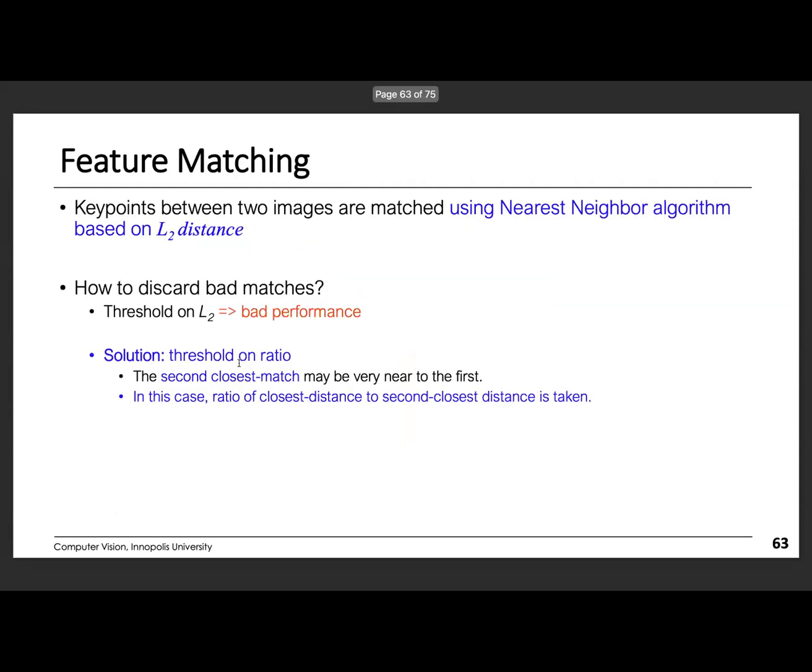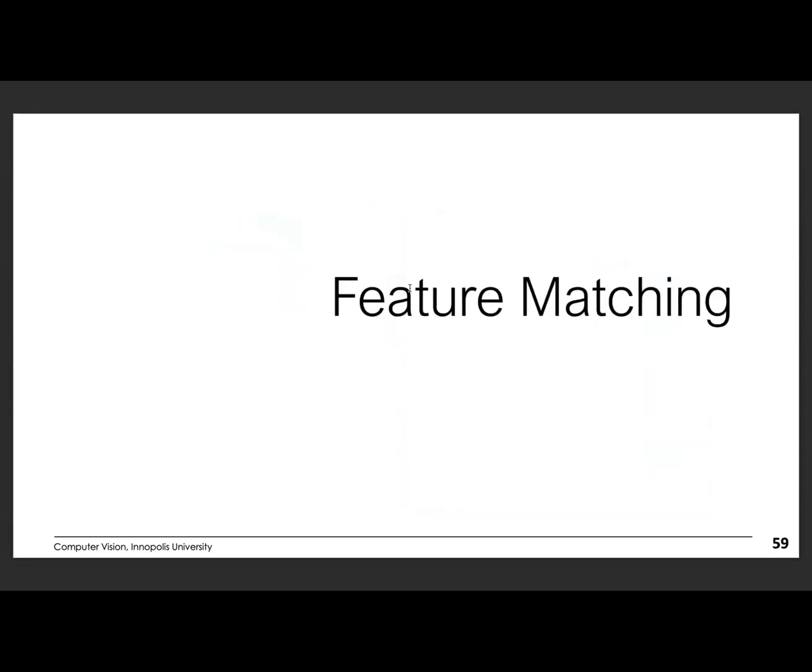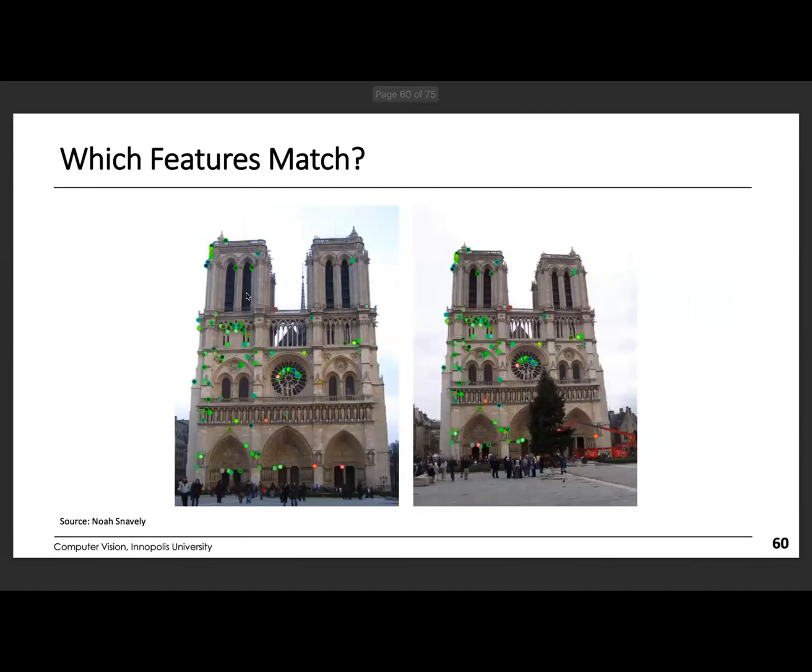So now let's go back to the final step, which is feature matching between different images at different scales and different illuminations and so on. Right? So which features match? Here, for example, we have, if I'm not mistaken, this in Milan, no, this is not in Milan.